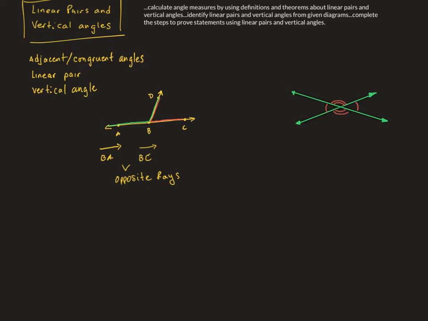So let's see here. Looking over here at my vocabulary words, congruent angles are angles that are the same. And adjacent angles are angles that are right next to each other. So ABD is right next to DBC. They're connected by a common ray, a common side. So let's see here as we go forward.